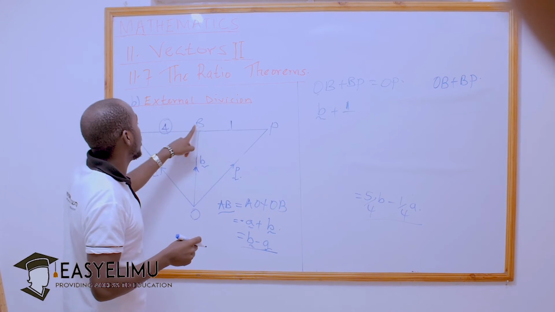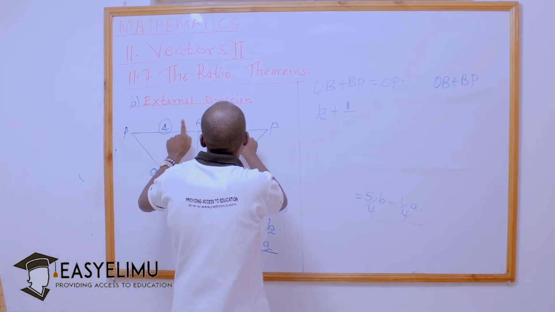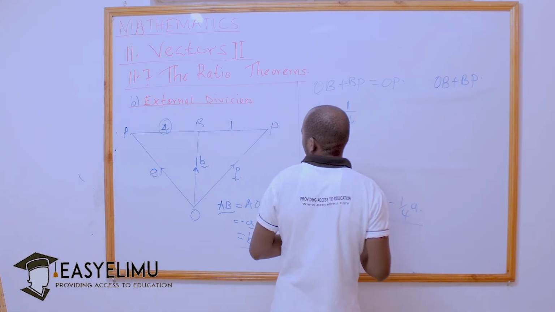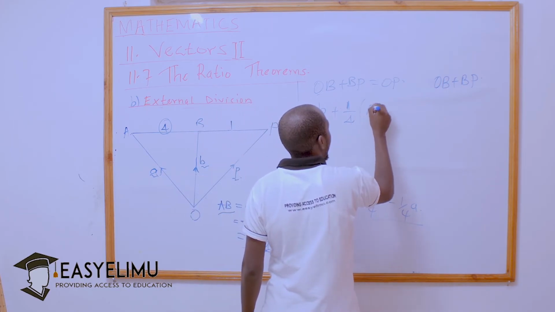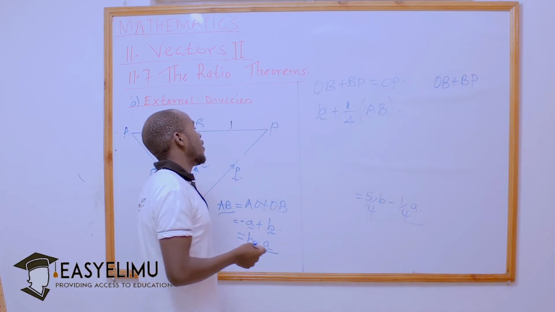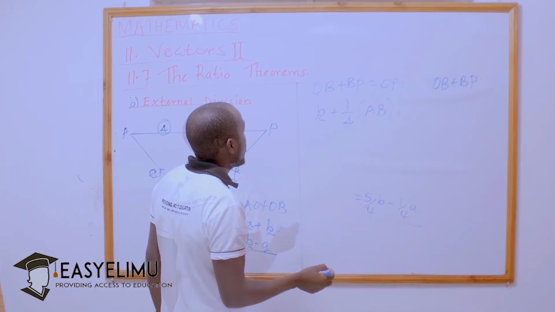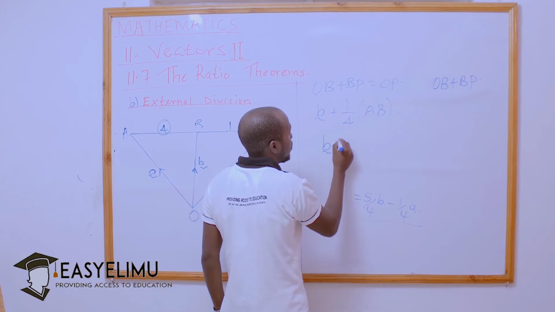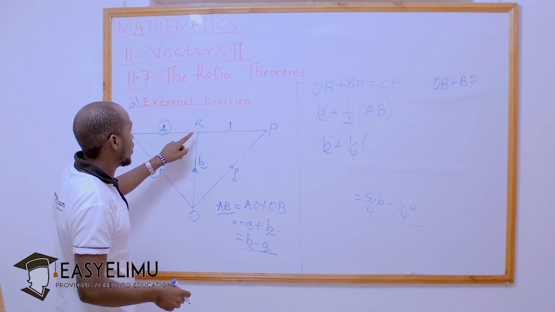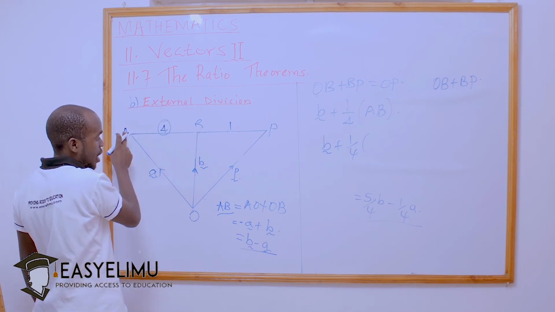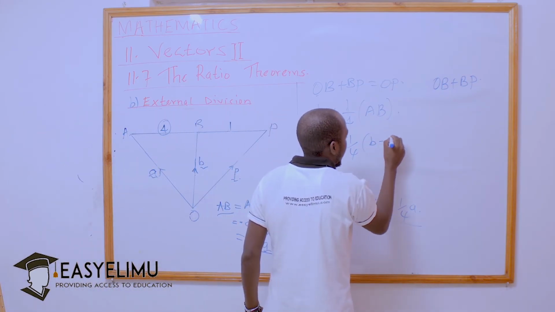So the total here will be equal to, here is AB, and AB is 4. So it is 1 over that total, which is 4. And we shall multiply by AB. So this one is going to give you B plus a quarter into AB, but AB here we are having not AB, it will be B. Actually it's A, B. So you will have B minus A. So that is B minus A.